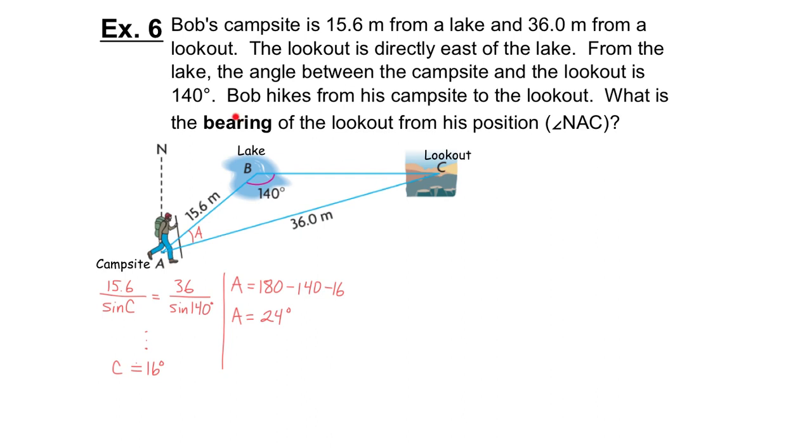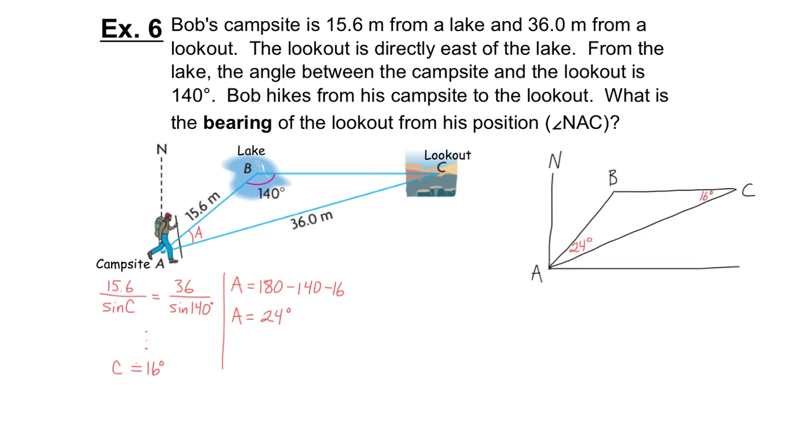So now we have to find the bearing of the lookout from his position. We need to know this angle from the north line down to the path that he's walking on. This angle here. We know this part of it is 24, but we need to know this part to add them together to get the entire bearing. Now I'm just going to redraw this over here so it's less cluttered so you can see what it is that I'm going to show you.